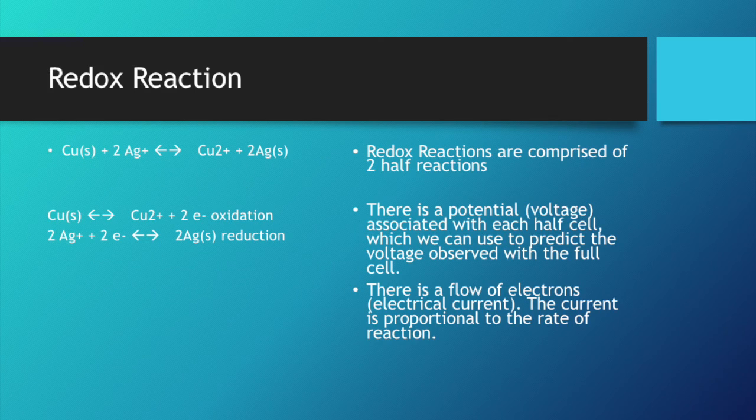So galvanic cells require an oxidized reagent and a reduced part of the reaction. These are called redox reactions, and they are comprised of two half reactions, as shown on the left-hand side. And there is a potential or voltage associated with each of the half cells. And we can use those numbers to predict the voltage from the whole cell when they're combined. In a redox reaction, there is a constant flow of electrons, electrical current, and that current is directly proportional to the rate of the reaction.